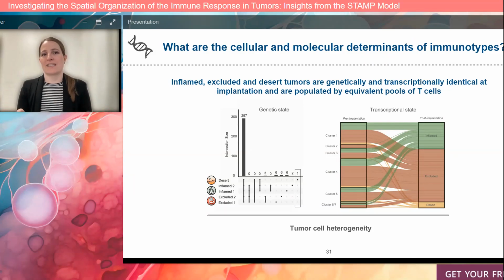And what we found was that every transcriptional cluster we identified prior to tumor cell implantation was capable of giving rise to all 3 phenotypes, suggesting that these transcriptional differences were also not likely to be driving the difference in immunotype. So based on these genetic and transcriptional analyses, we ruled out that pre-existing tumor cell heterogeneity was the most important driver of immunotypes in our system.